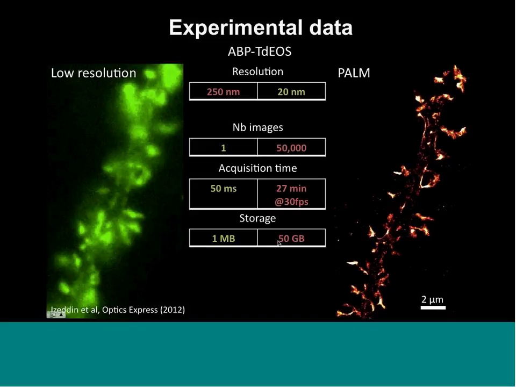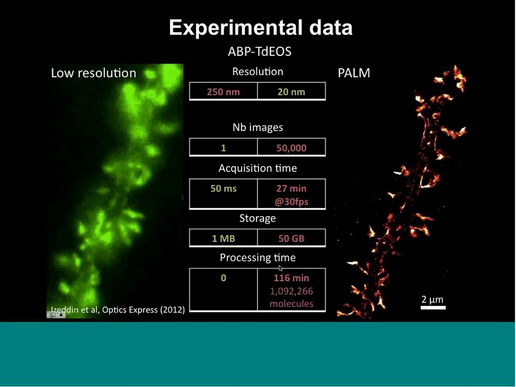and then a 1 megabyte image will turn into 50 gigabytes of data storage. And finally, and not the least, the image is composed of more than a million molecules that you have to extract from 50,000 images. It means that it's very time-consuming and takes a lot of resources to localize with very good accuracy where your molecules are.